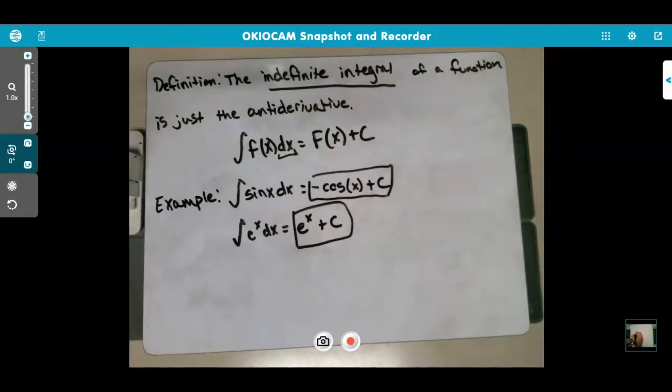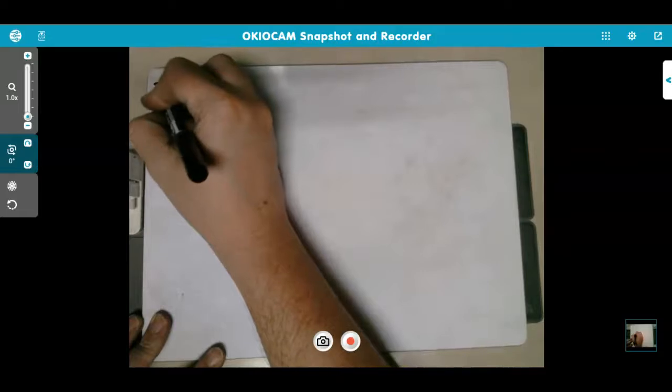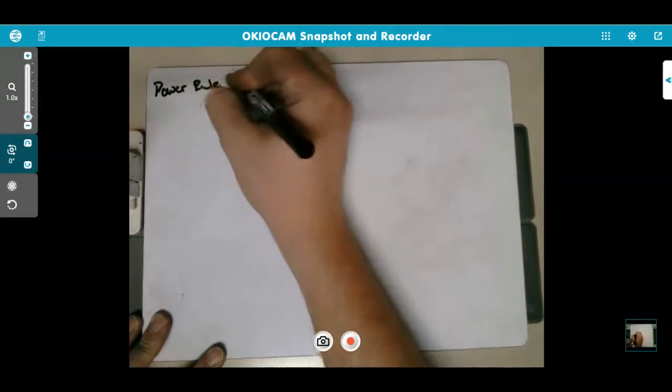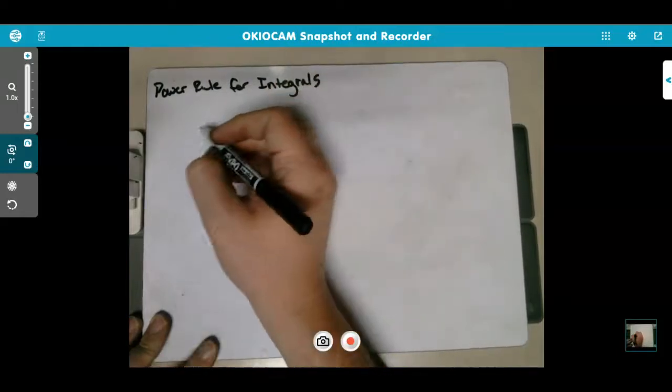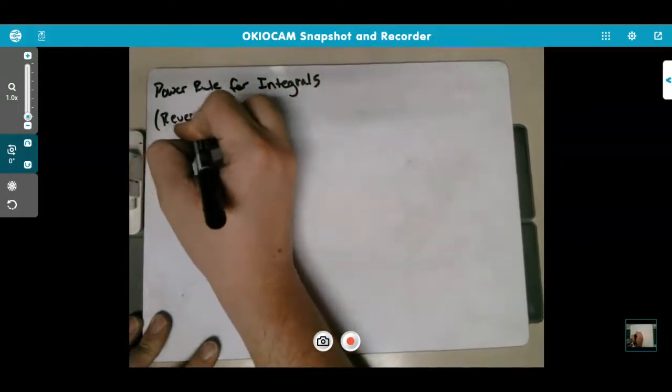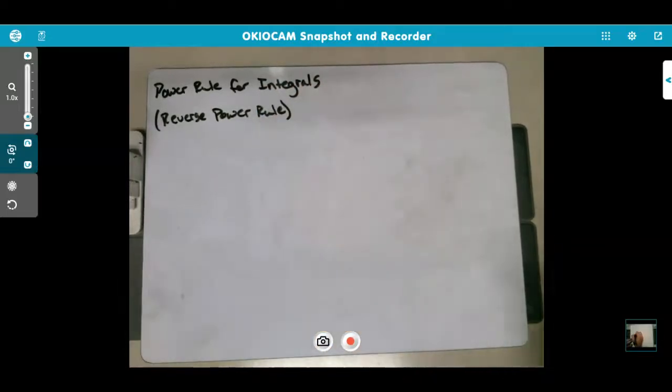Alright, so just like we had a bunch of rules for derivatives, we are going to have a bunch of rules for integrals too. Okay? Most of them we are going to learn in calculus 2, but there is one rule we can do now that's very helpful, and that is the reverse power rule, or the power rule for integrals. But like I said, sometimes it's called the reverse power rule.